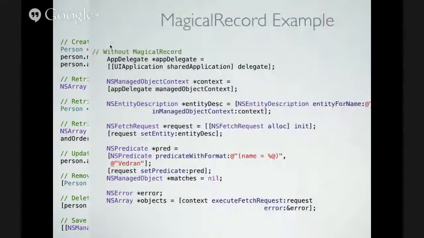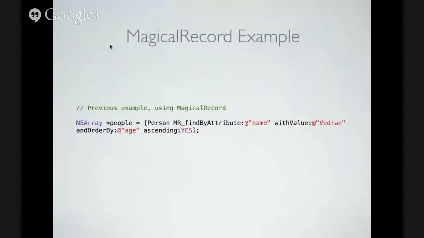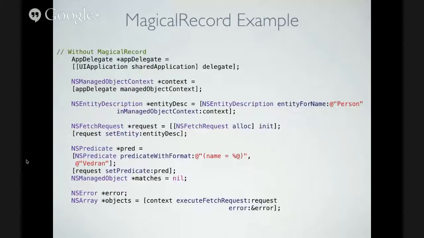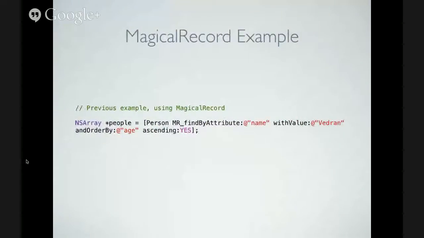Okay, on the next slide, I have an example of Core Data code in which I would like to fetch all Person objects which contain property name Vedran. You can see that there are like 15 lines of code, and the next slide is the replacement with Magical Record. You can see this is one line of code, and we order it by age here in this example, which this example does not use. So it is really great, it's fast, and it is trivial.